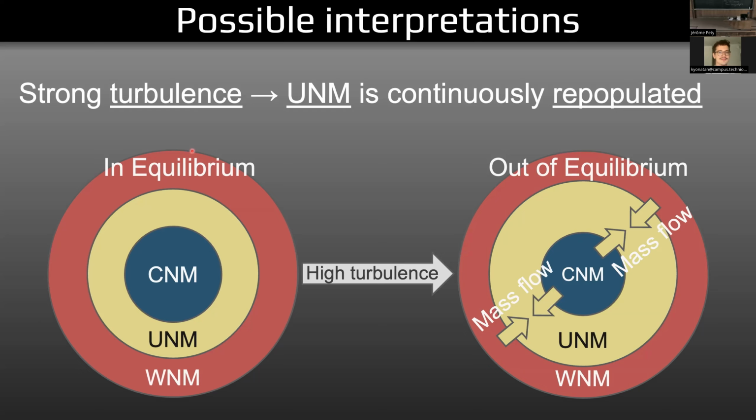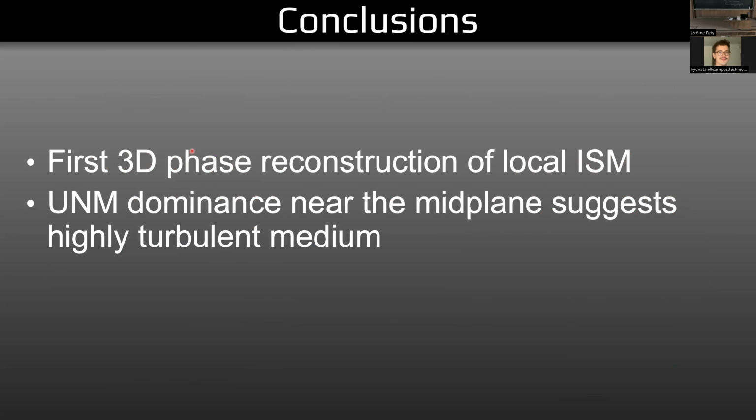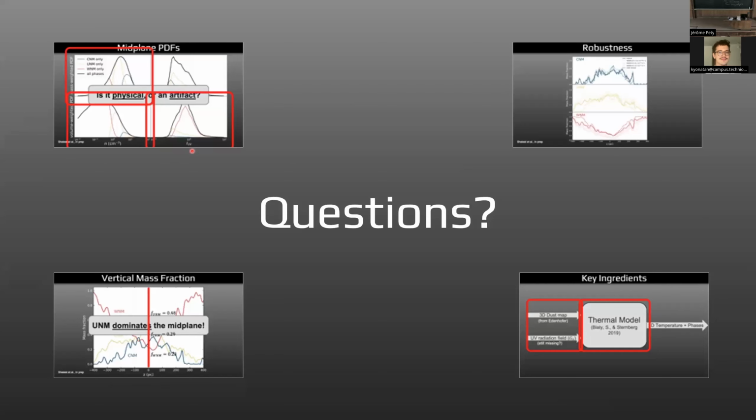So in conclusion, we first of all achieved our goal, and for the first time we presented the 3D phase reconstruction of the local ISM. But as a bonus, surprisingly, we discovered that UNM is not only dominant near the midplane, but we also discovered a much higher fraction of UNM than expected by classical models, which now suggests a highly turbulent interstellar medium. Thanks for listening, and I'm glad to hear your questions.